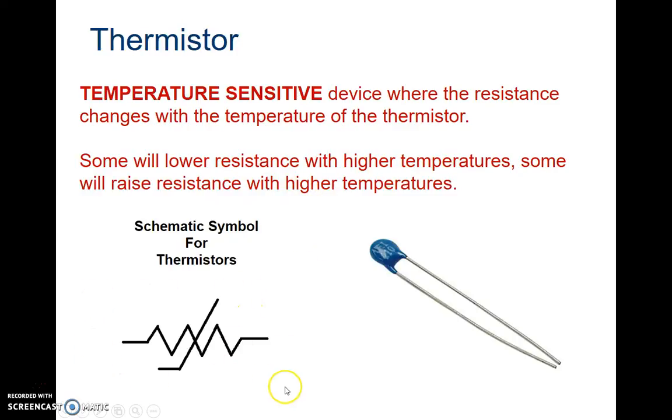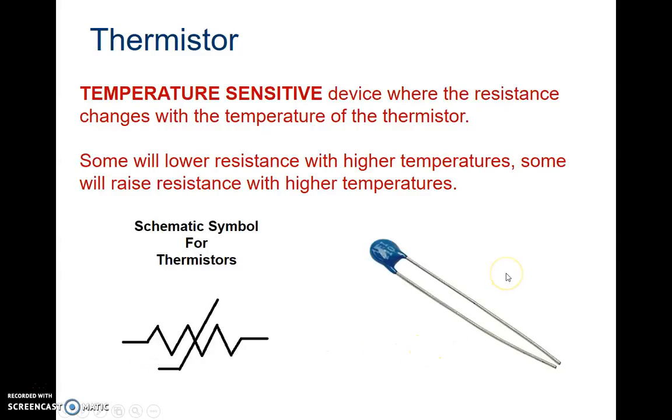Make sure you get this symbol down as well. Okay, thermistors change resistance with temperature, and this is the symbol. Once again, it looks like a fixed resistor symbol, but this time it looks like a hockey stick going through it. Okay, and that symbol stands for temperature.